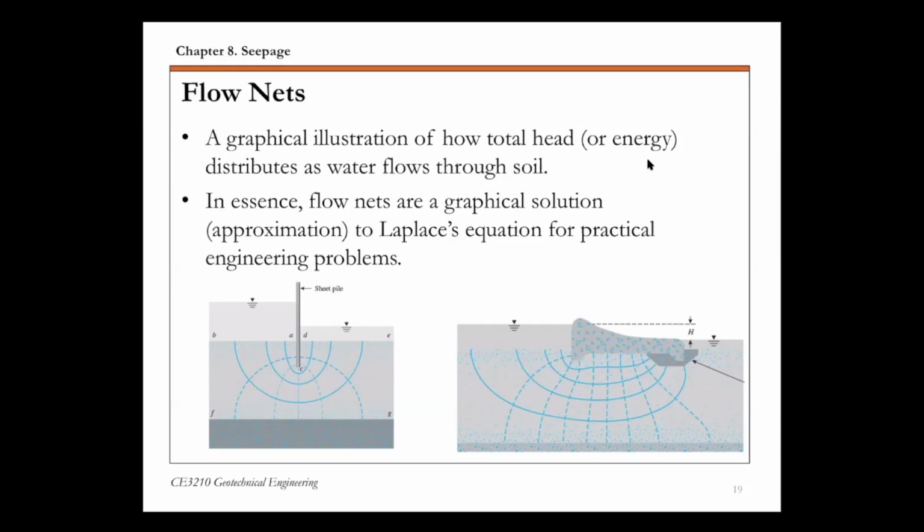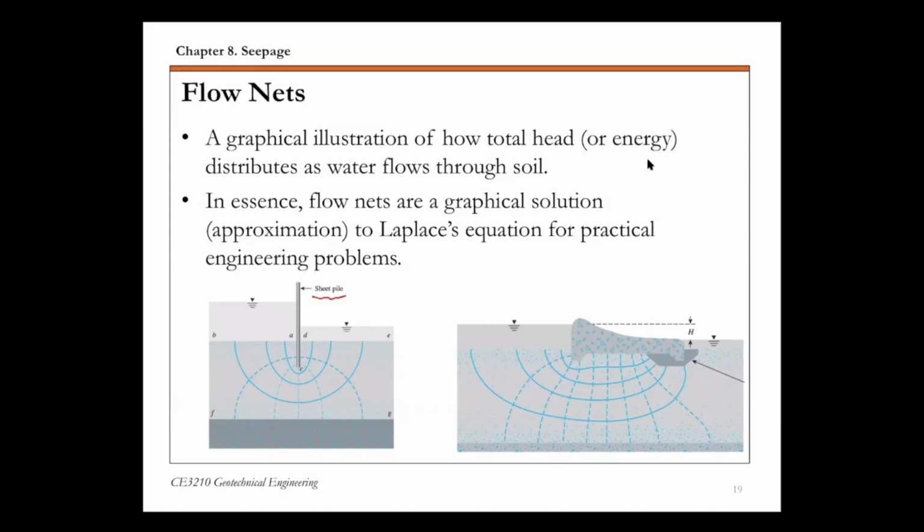Shown on this slide are two examples of flow nets. On the left is a flow net of seepage around a sheet pile. On the right-hand side is a flow net for a seepage problem underneath a hydraulic structure like a concrete dam. To introduce some of the basic concepts of flow nets, I'm going to use the left picture, the flow net around a sheet pile. I'm going to explain what all these lines represent on the flow net and how we use them.